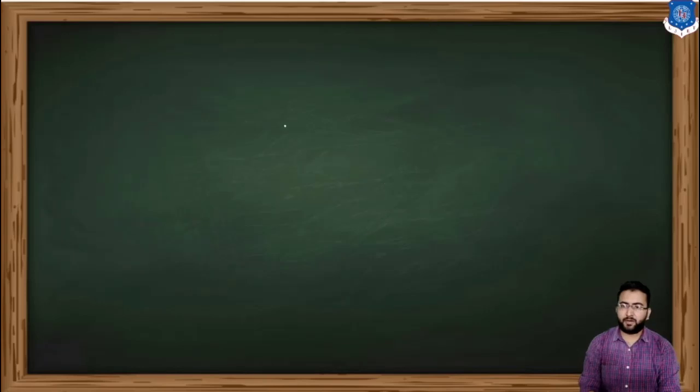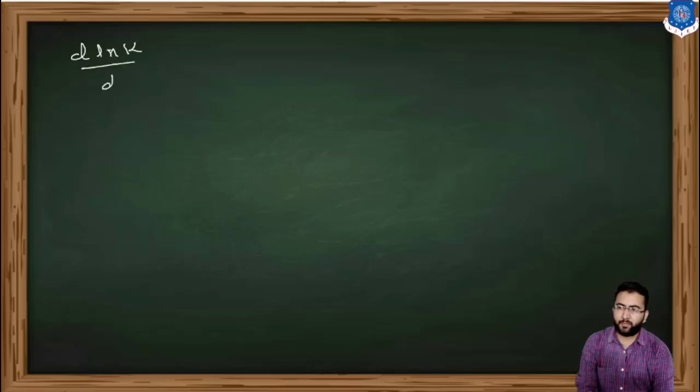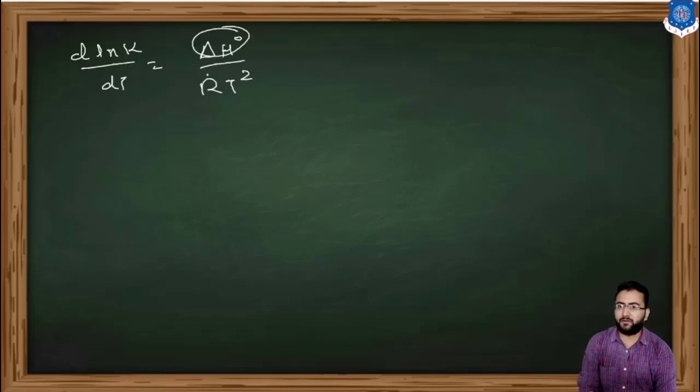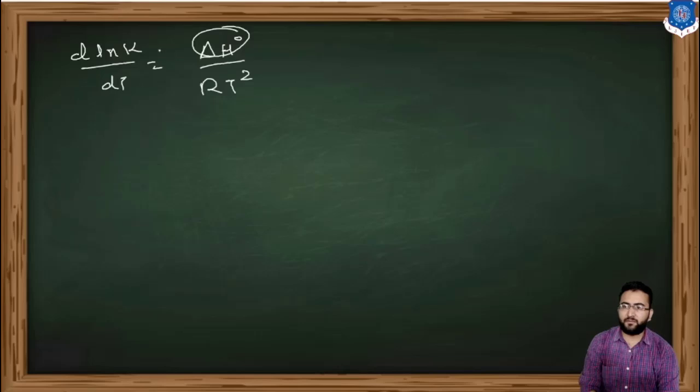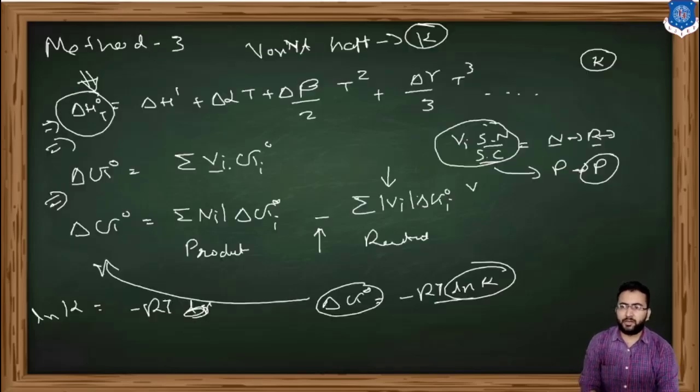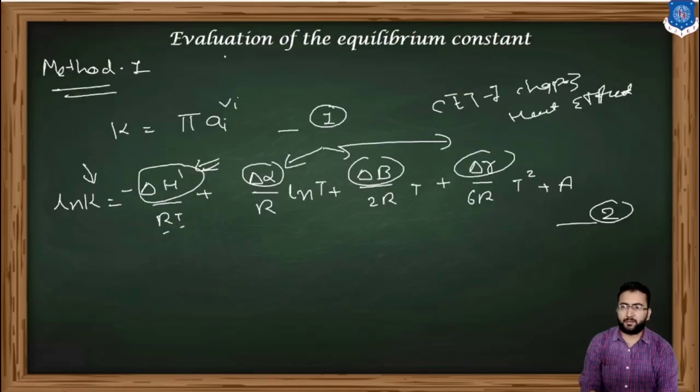So what is the van't Hoff equation? It can be given by d ln K upon dT is equal to delta H naught upon RT square. So putting in the value of delta H naught, we can find the value of delta ln K. So in this lecture we discussed the evaluation of the equilibrium constant.